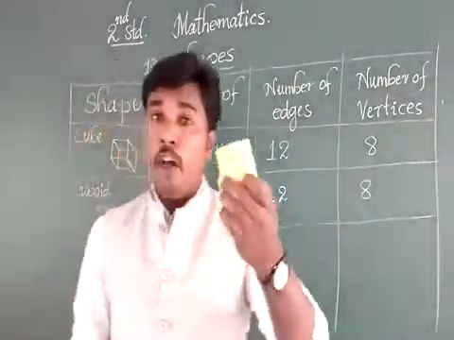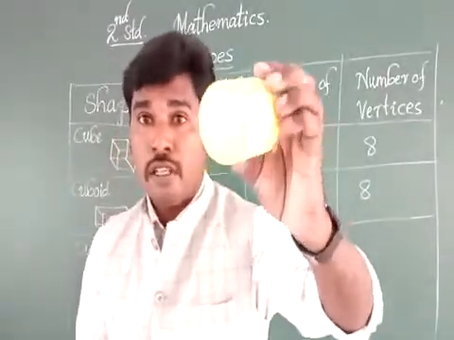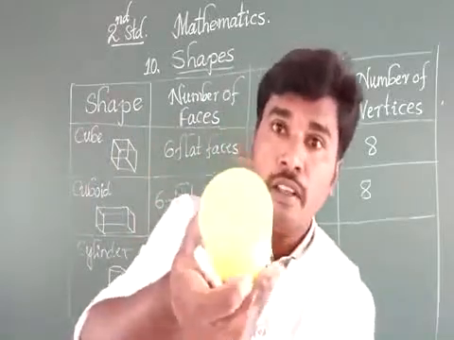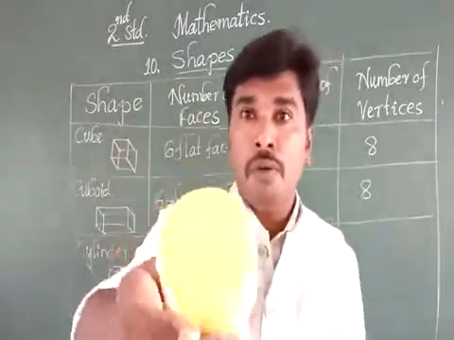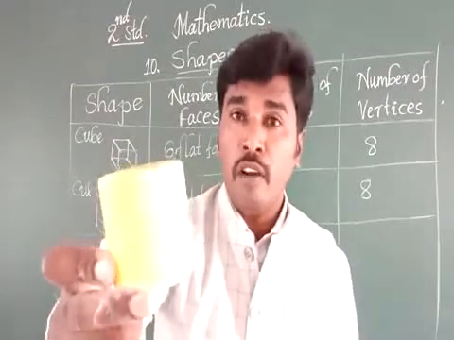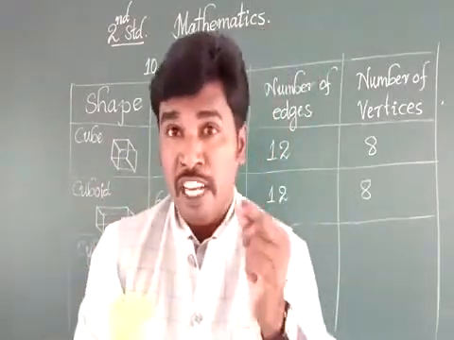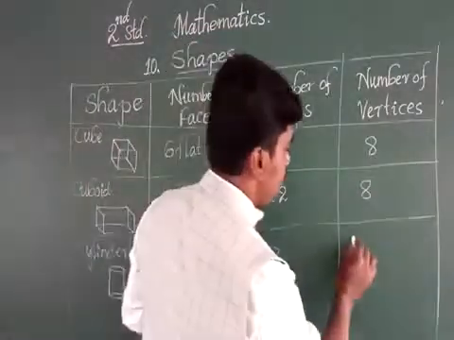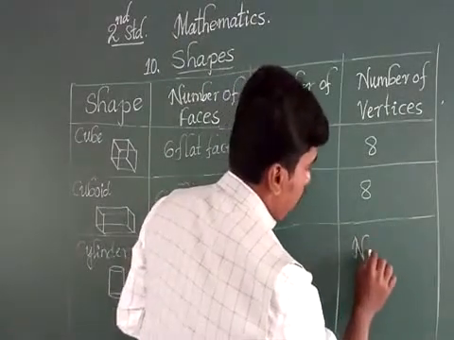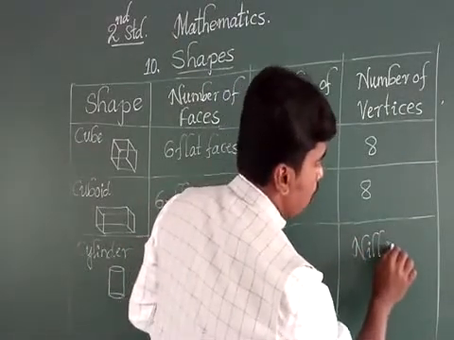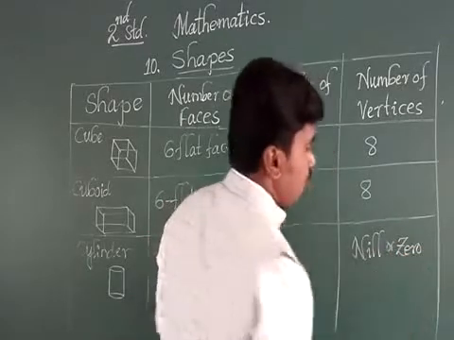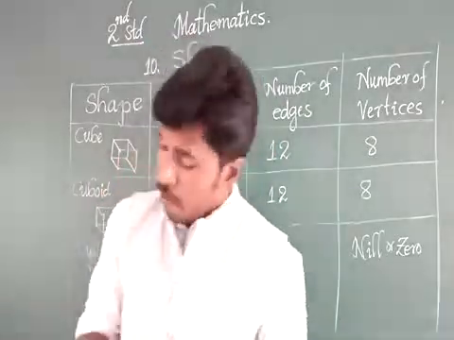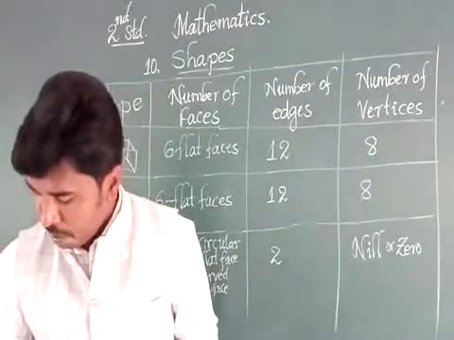Now come to how many corners it has. Have you found any sharp points on the cylinder? No, you cannot find any sharp points. It means that the number of vertices is 0. 0 we call nil or zero. A cylinder does not have any corners. Now I am proceeding to the next shape. It is cone.